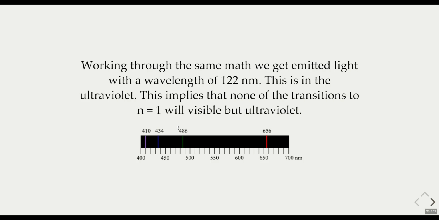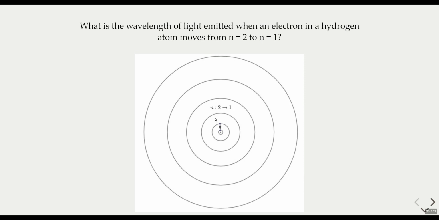So I can now make sense. I'm going to go back to the picture from before. Any of these other transitions, if the second down to the first is already ultraviolet, then all these other transitions down to the first must also be in the ultraviolet, because they have even more energy associated with them than the drop from the second to the first. So none of those transitions would be visible. That is, from the sixth, fifth, fourth, third, or second down to the first. All those would be in the UV.